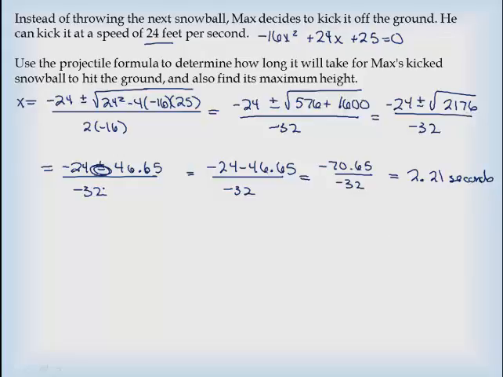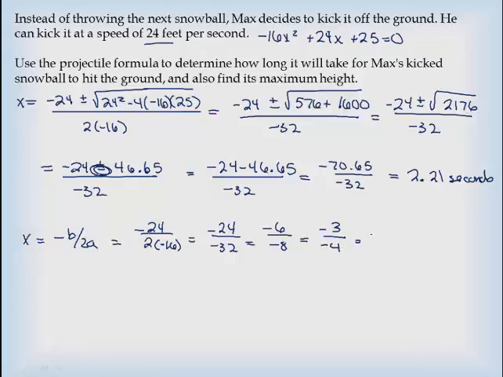Now we're going to find the maximum height. So I need to find the x value of the vertex. So I have negative b over 2a, giving me negative 24 over negative 32, giving me... These both divide by 4. So that would give me negative 6 over negative 8, which both divide by 2. Giving me negative 3 over negative 4, which is a positive 3/4.